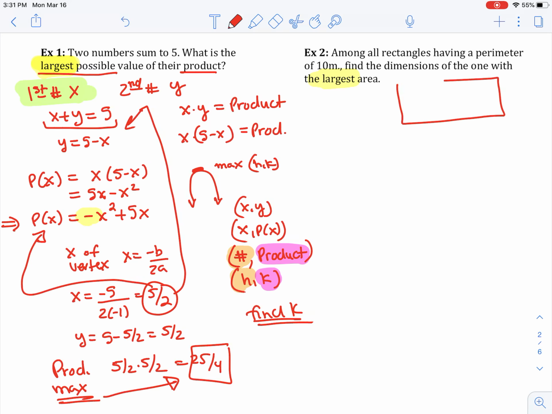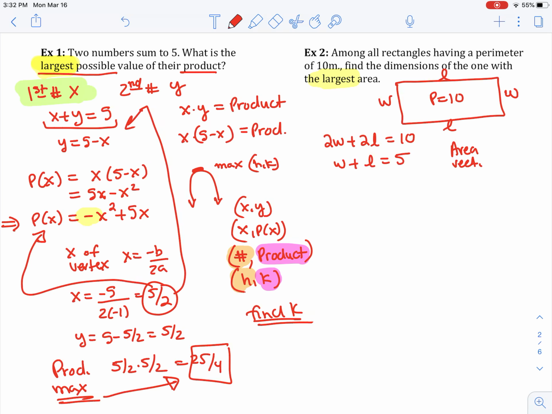So we are given a constraint. We are given a rectangle, and with that rectangle, we have a perimeter of 10. Well, we know with perimeter, we've got 2 widths and 2 lengths. So 2 widths plus 2 lengths would equal our 10, or if we divide by 2, width plus length would equal 5. And we're trying to find the dimensions of the one with the largest area.